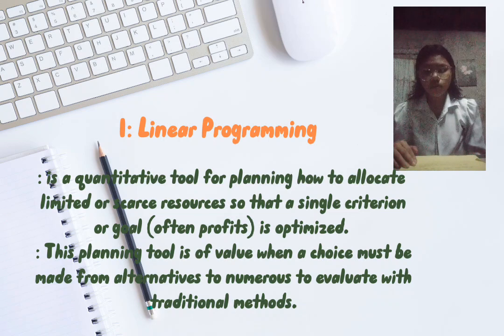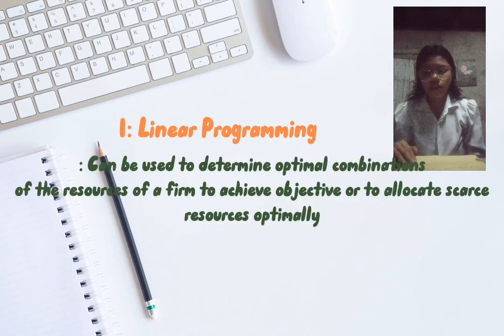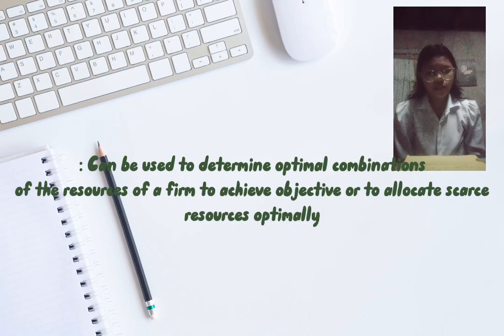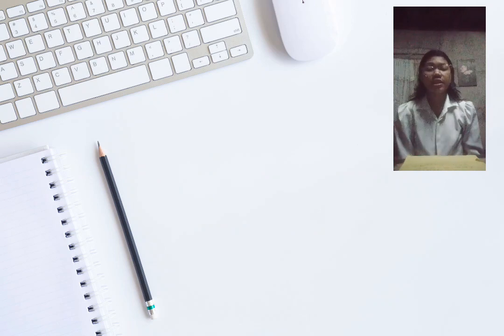This planning tool is of value when a choice must be made from alternatives too numerous to evaluate with traditional methods. It also can be used to determine optimal combinations of the resources of a firm to achieve objectives or to allocate scarce resources optimally. So linear programming is a quantitative tool, which means it uses data or a gathering of data to help allocate limited or scarce resources.